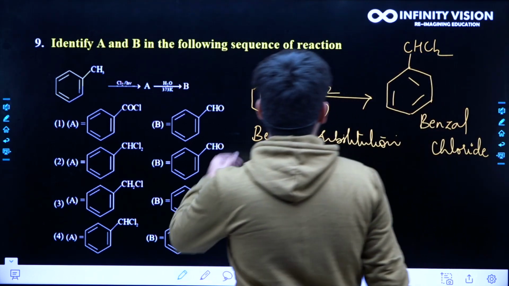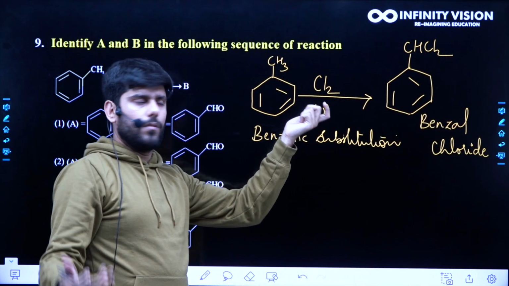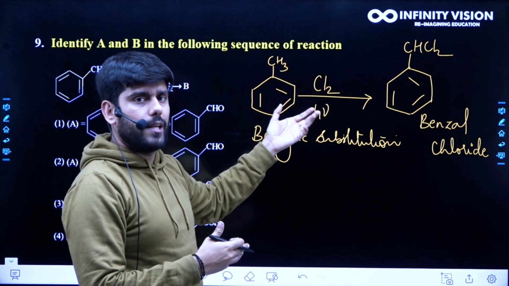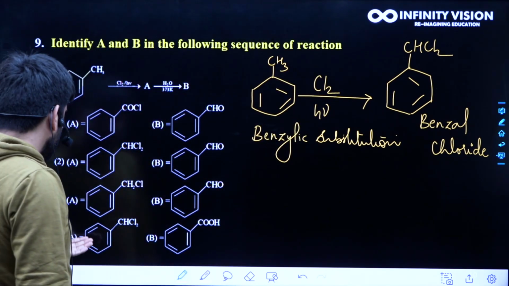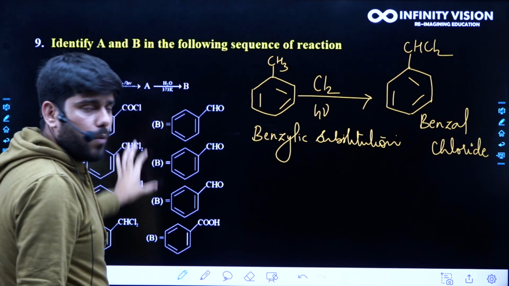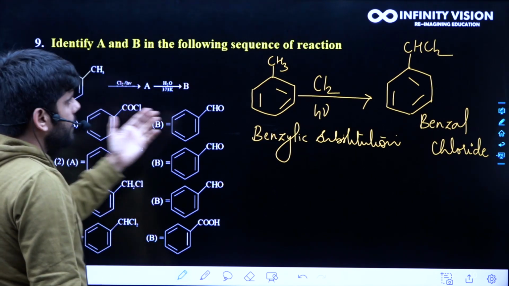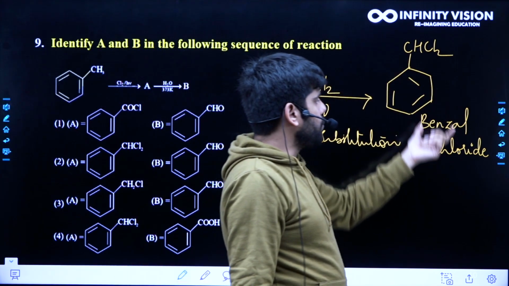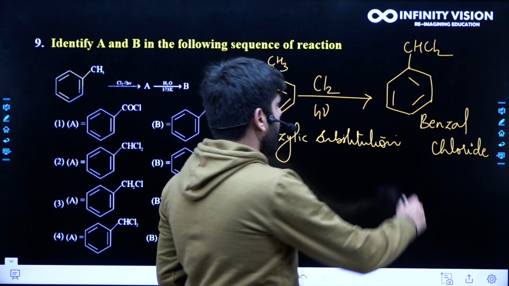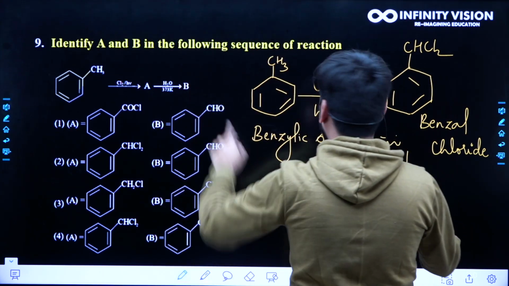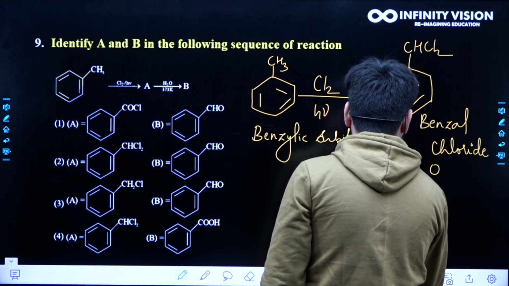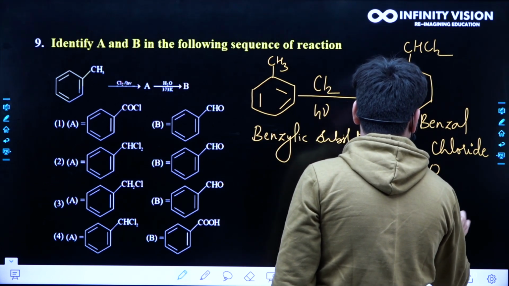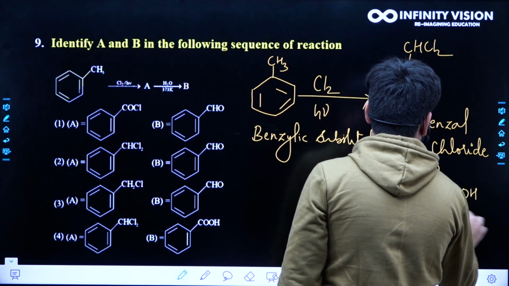Now it depends how many times we are performing the chlorination. So since we don't have any options with mono substitution, let's try with the di substitution. What do we get? Benzyl chloride. And when it reacts with water, what happens? The Cl are replaced by OH, right?